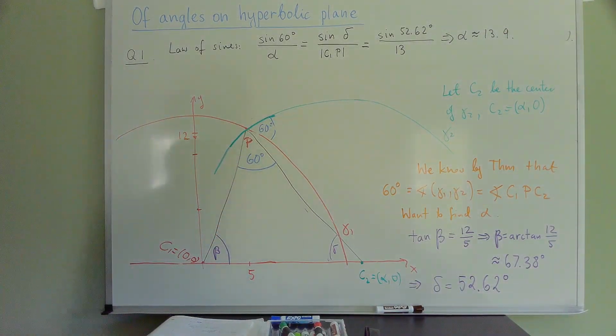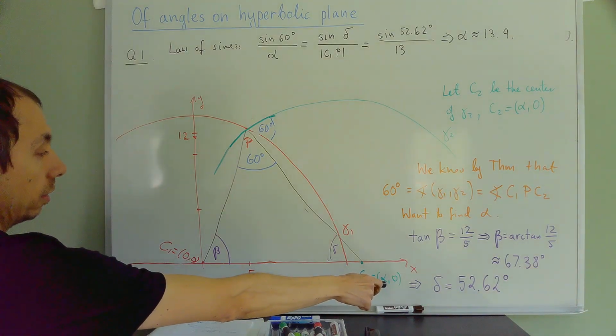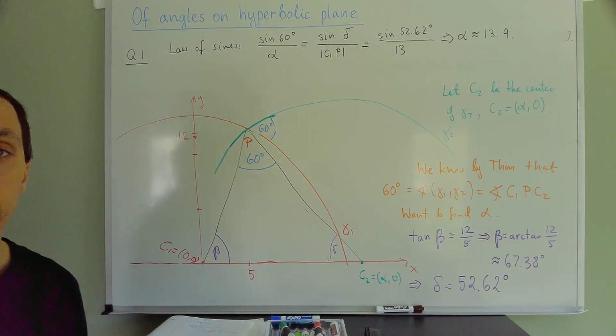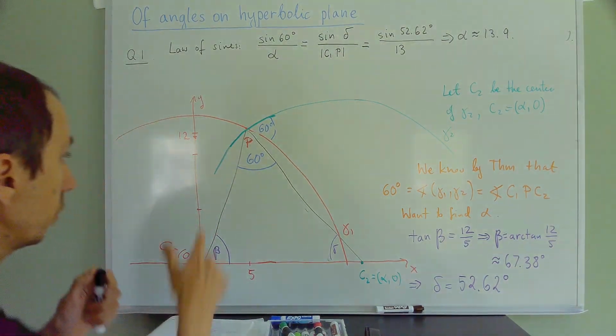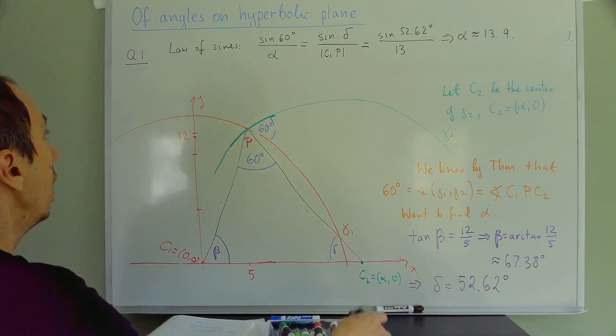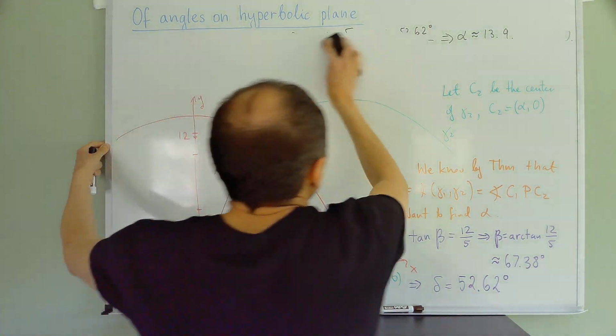So now you have the center of the circle of the other geodesic. And now you can compute the radius as well, because you know the coordinates of P and you know the coordinates of C2. Let's look at another application.